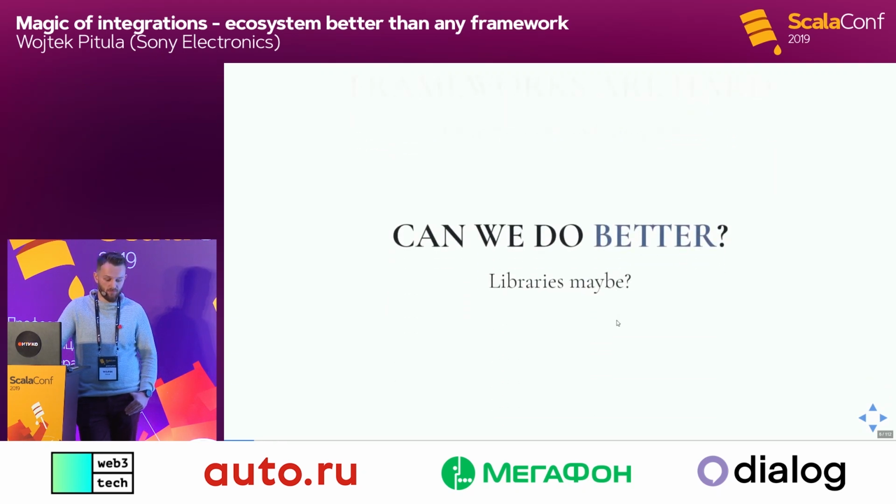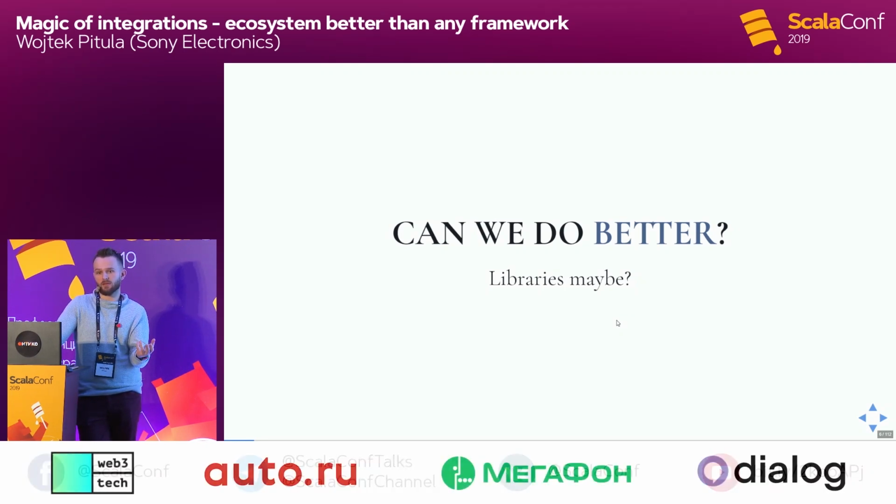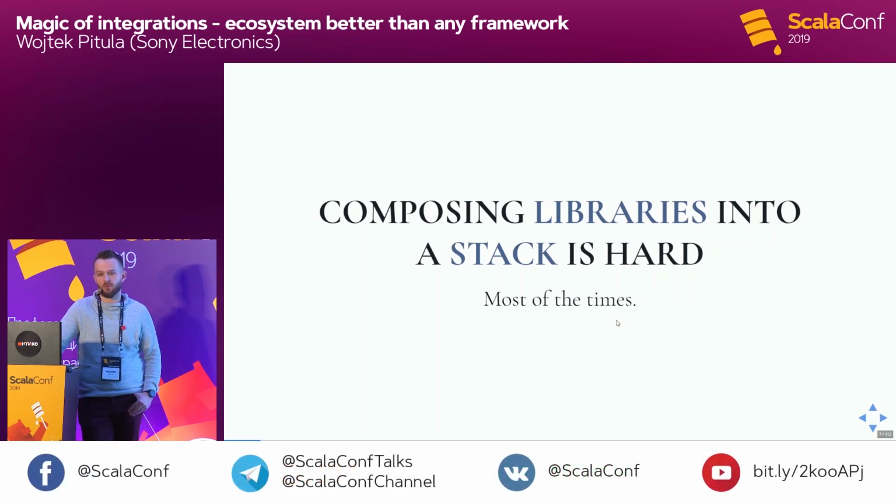But what's the alternative? The alternative is libraries. And this is great. You have these small pieces that you can join together, and every single library does a single thing and does it well, right? This is how libraries are sold. But it's not for free. When you go with libraries, you have to compose a stack out of them. So you have to pick the right libraries to solve your problem. And that takes quite a lot of effort.